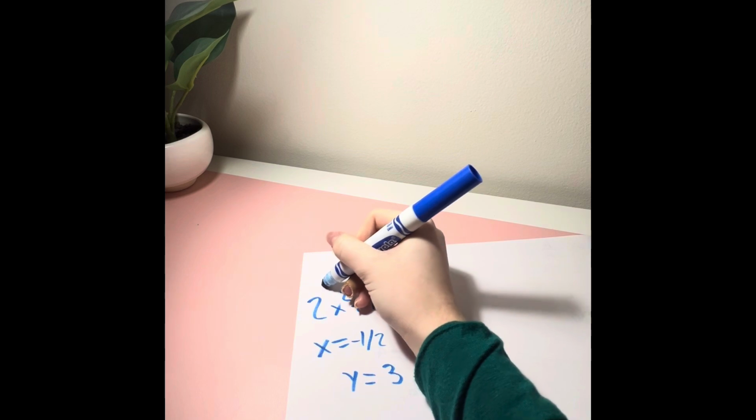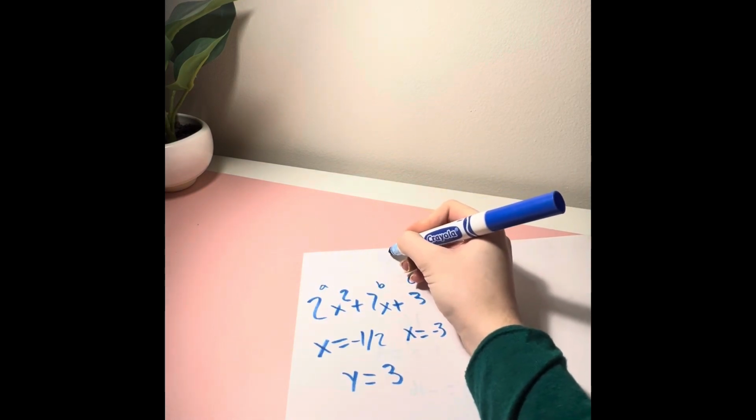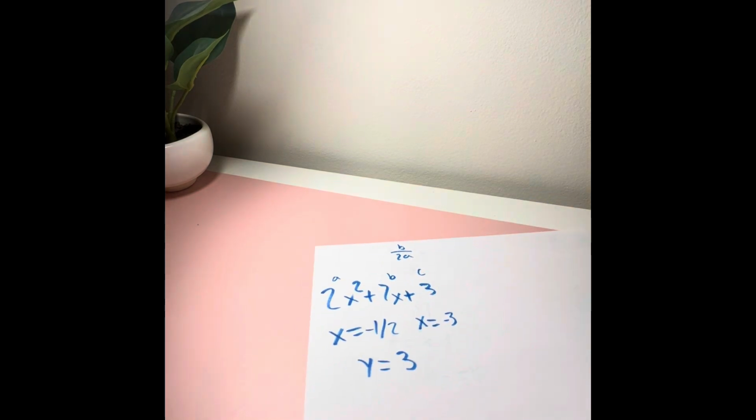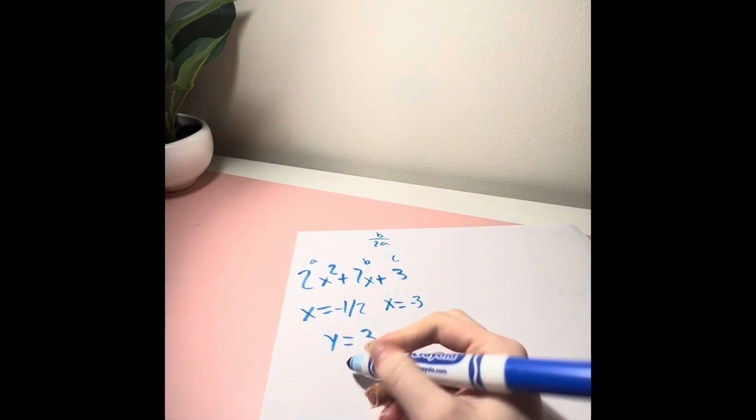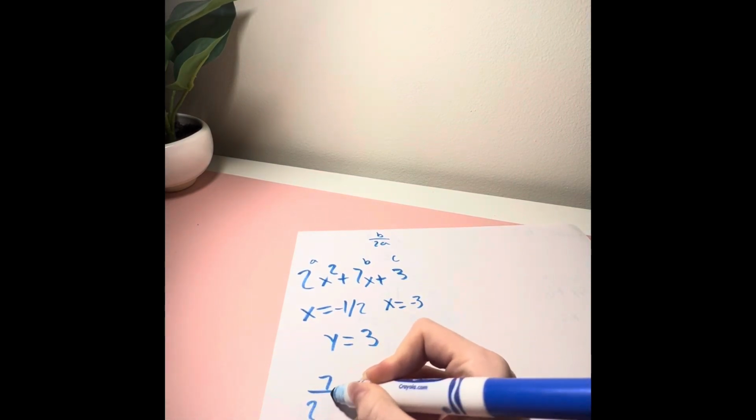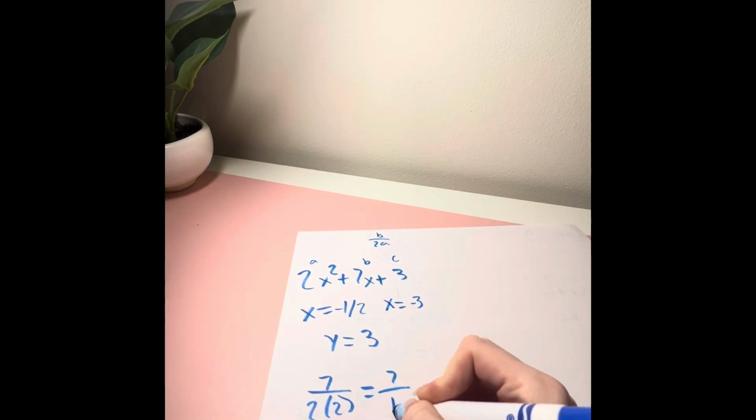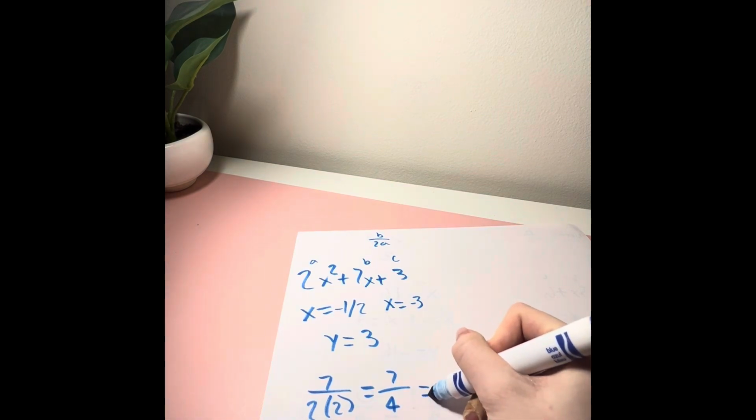And now we're going to find our vertex. So we're going to go ahead and label these A, B, and C. And then we're going to do our -B over 2A. So when doing this, we're going to put our 7 over 2 and 2. So this is going to be 7 over 4, which if we calculate is going to end up being 1.75.